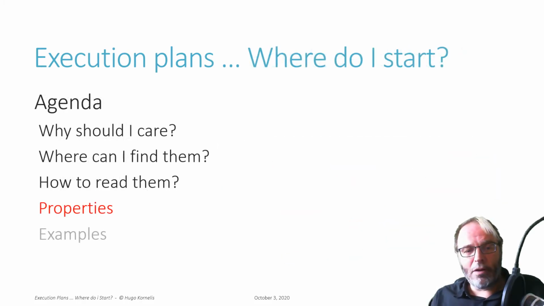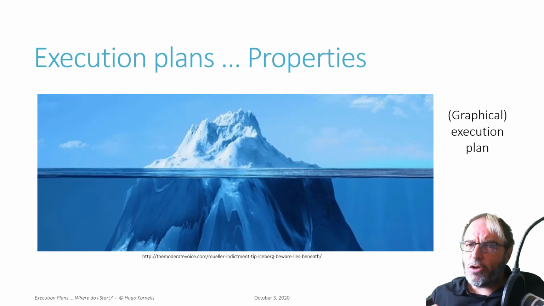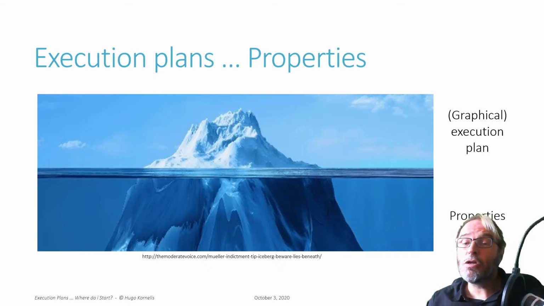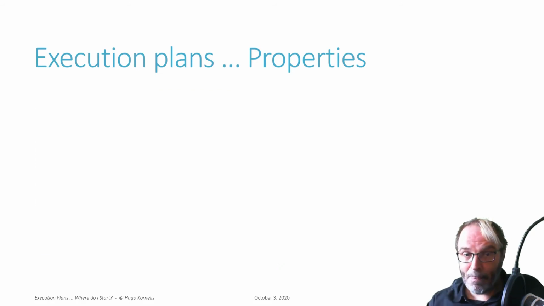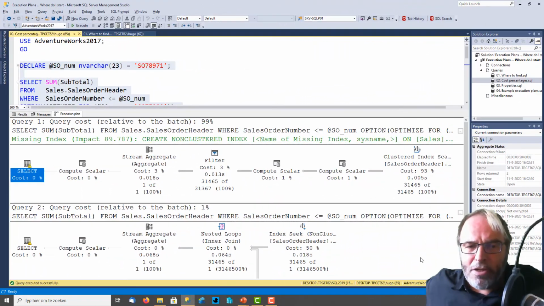Now we have talked about how to read execution plans. Of course, you still need to understand what all the operators do, but that's beyond the scope of this session. I do want to point out something called properties, because what you look at in an execution plan is just the tip of the iceberg. The graphical execution plan you see is just the part of the iceberg above the water. And as with any proper iceberg, most of it is hidden below the surface, in the properties. Let's look at a demo to understand why execution plan properties are so important.